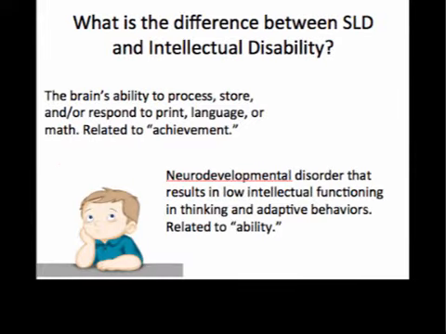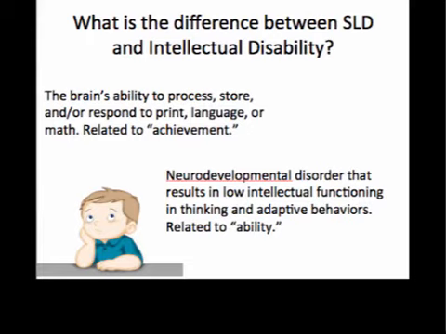Before we get into that, though, I wanted to review this concept from last week's activity about the 13 identifying categories from IDEA. The difference between SLD, which, as you probably know already, is a specific learning disability, and an intellectual disability. An SLD is the brain's ability to process, store, and/or respond to print, language, or math, and it's related to achievement. It's very different than an intellectual disability, but people often confuse the two.